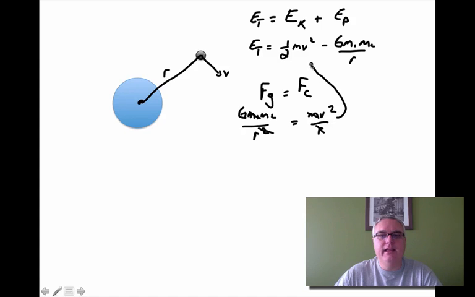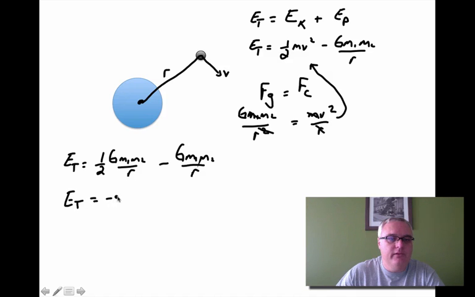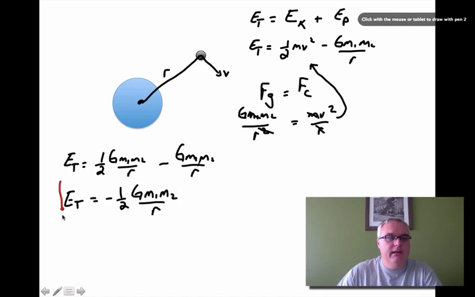Well, we can take that and plug it into this equation up here, and now our total energy becomes 1/2 times G times m1 times m2 over r minus G times m1 times m2 over r. So the total energy here is just negative 1/2 times G times m1 times m2 over r. So this equation here doesn't appear on the formula sheet, so you're going to have to derive it.